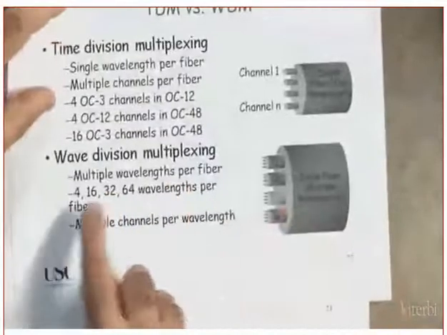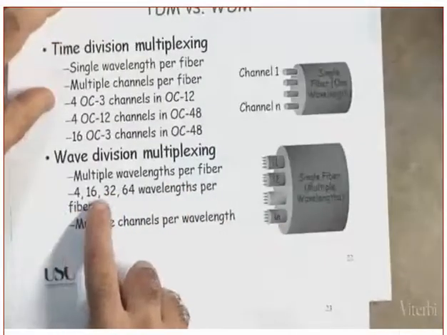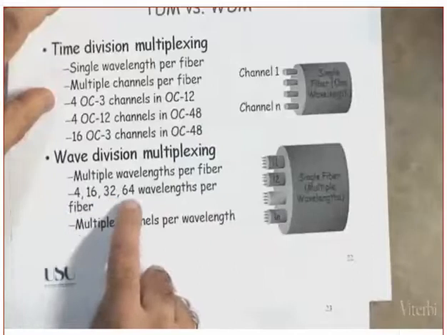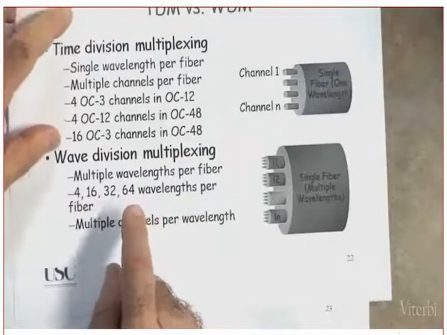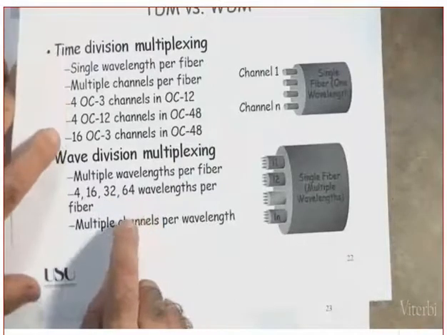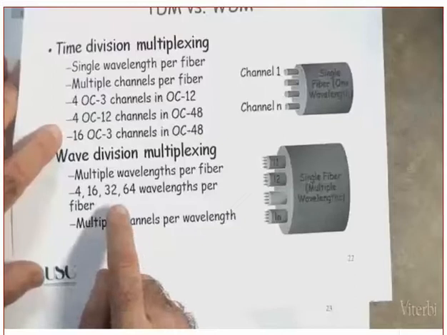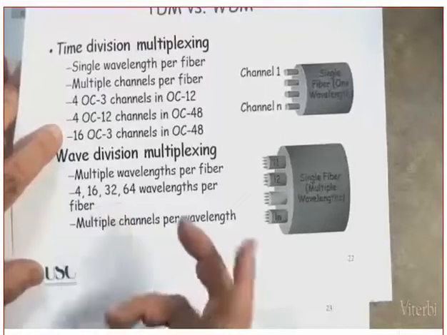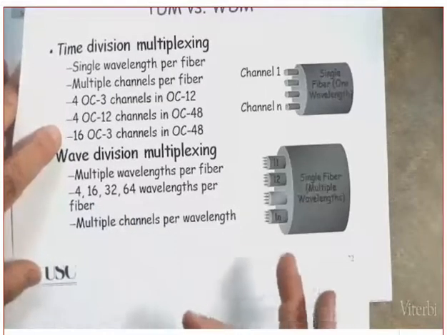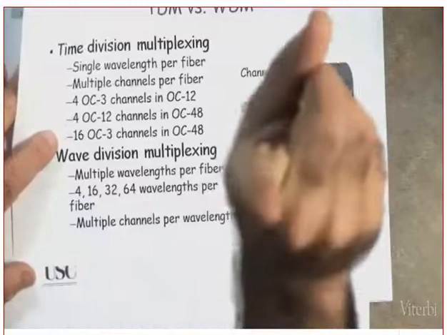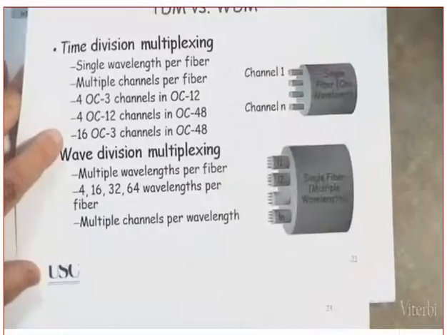You could have, for example, 4 wavelengths. You could have 16, 32, 64. And again, as I told you, currently some service providers are deploying 160 wavelengths for just a single fiber. To them, to the service provider, is that good or bad?